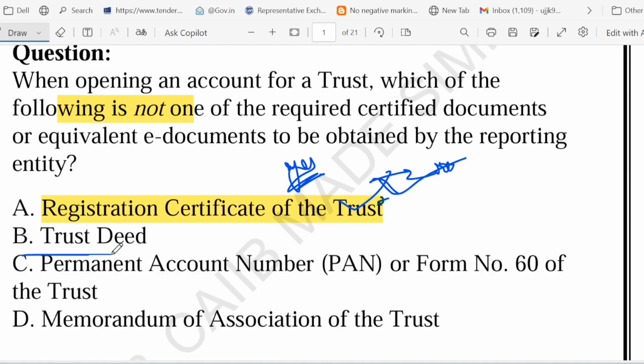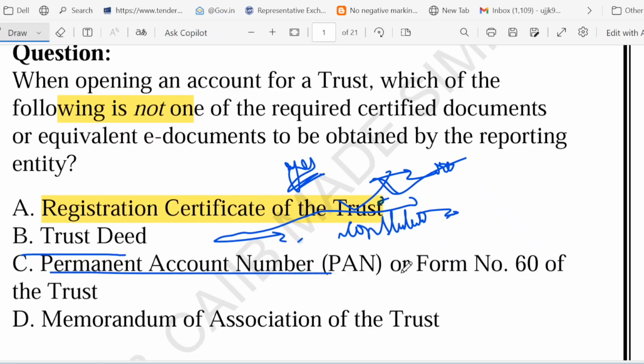What about the trust deed? Yes, the trust deed is also mandatory. The trust deed is like the constitution of the trust. It explains why the trust was formed, who the trustees are, and what powers they have. The bank needs this to know how the trust will operate.